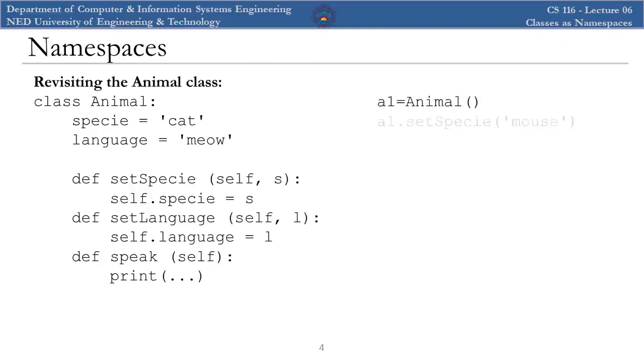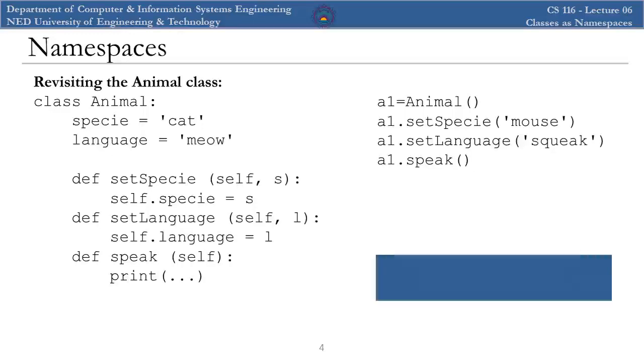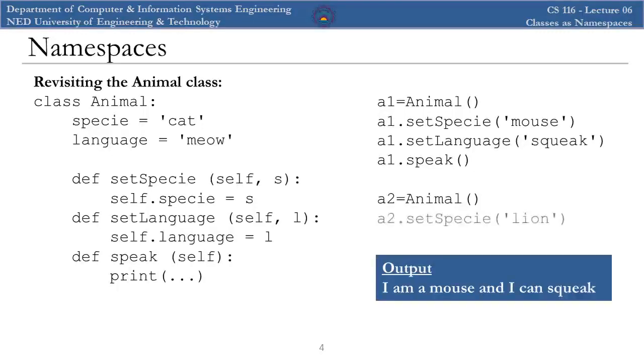And here's a small code which is really easy to understand. In the first statement, I'm initializing an object of class animal, and I'm calling it A1, and then I'm calling two setter functions for this object A1. One is setting species to mouse, and the second one is setting the attribute language to squeak. And the last one is A1.speak, which will print these attributes on screen in the form of a complete sentence. So this is the output of this. I hope you won't find it difficult to grasp.